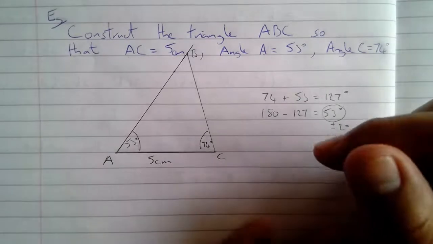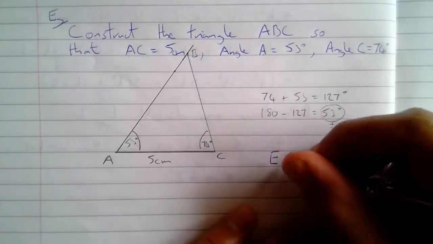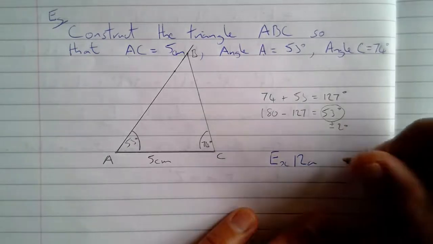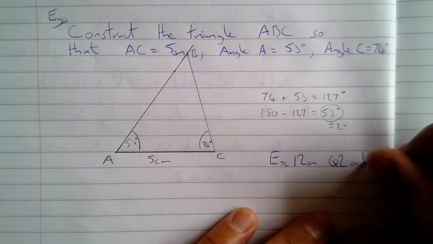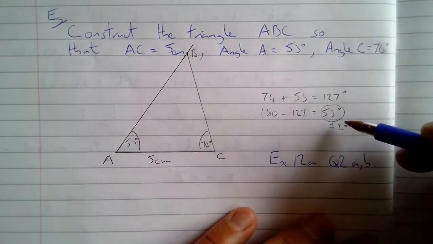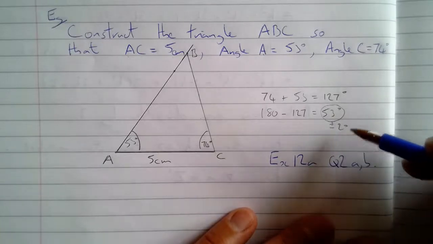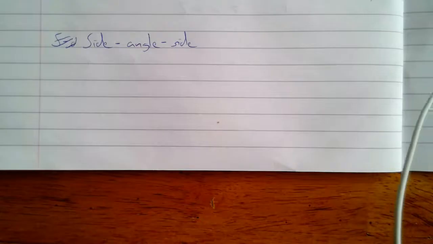Okay, so please try a couple of these. If you go to exercise 12A, can you do question 2A and B, please? Once you've done question 2 A and B, and you've checked them using this method, or ask someone at home to check them for you and just corroborate that they're true, can you come back to the video and we'll look at the other type of triangle we're going to do today.